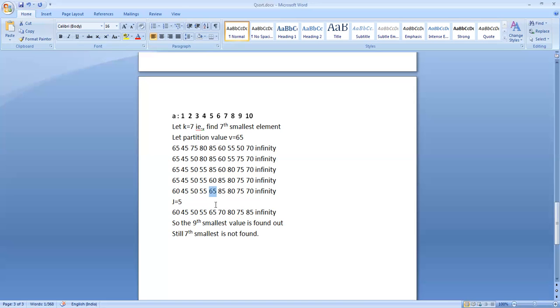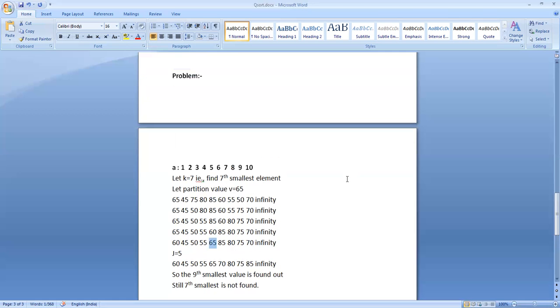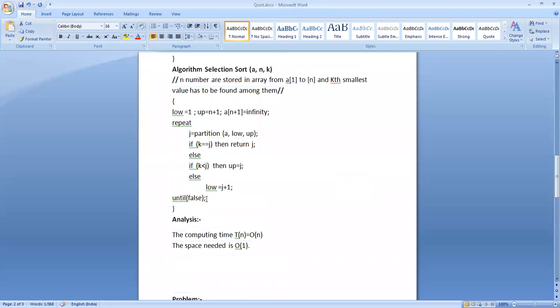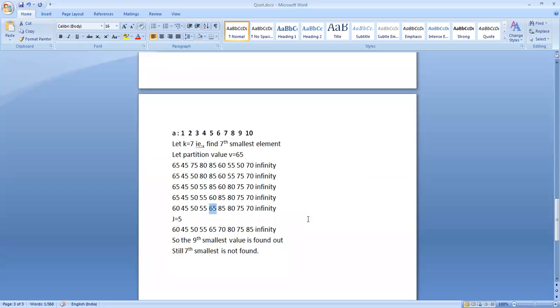When you keep on doing this till the condition becomes true in the repeat until case, we will end up with all the given numbers in sorted order. That is the logic behind this selection sort. Okay, it is a nice algorithm.